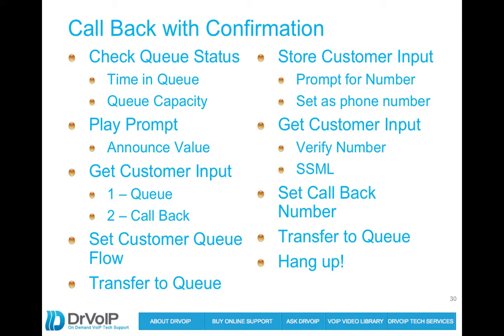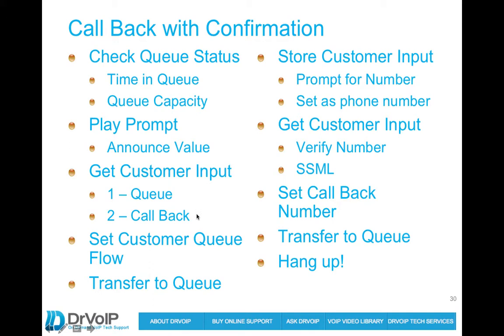In that, you can either select the time in queue or the queue capacity, create a value, and say, well, if time in queue is greater than 5, go this way. If it's less than 5, go this way. Something to that effect. We can go ahead and play a prompt then and announce that, hey, the time in queue is currently greater than 5 minutes. Do you want a callback? Press 1 if you want a callback, or 2 if you want a queue, or in this case, press 1 if you'd want to continue to wait, or 2 for a callback.